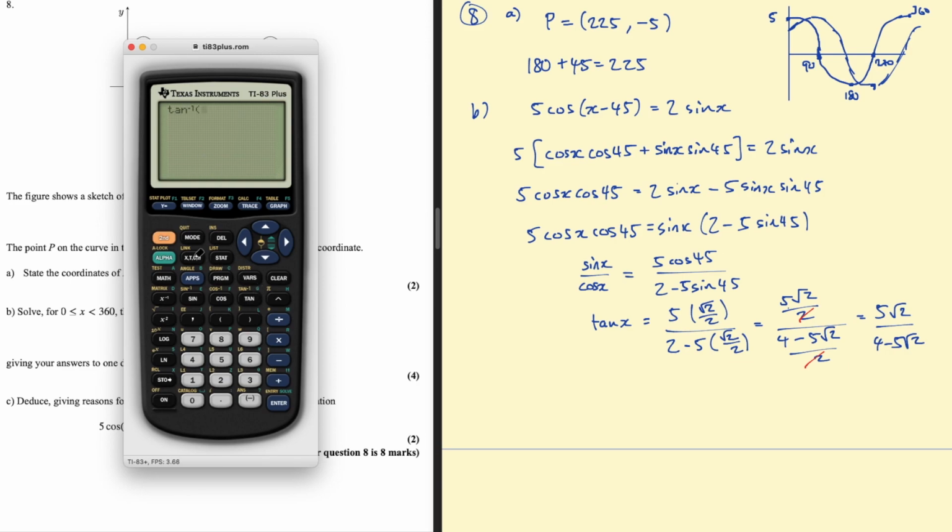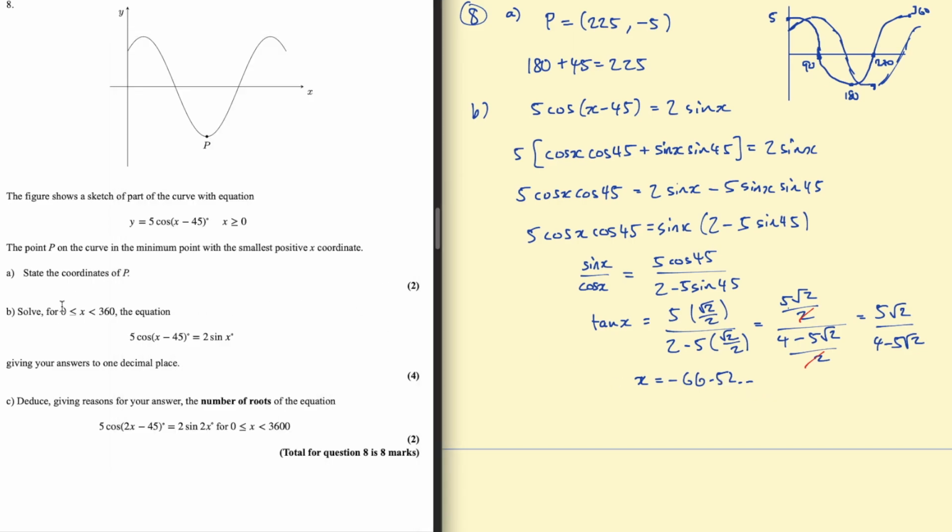Inverse tan. Make sure your calculator is in degrees for this question. So this is 5 root 2 divided by (4 take 5 root 2). And I get a value of x of negative 66.52 and so on. And you notice that's not in our interval of 0 to 360. So we need to add on that period of the tan function, which is 180.